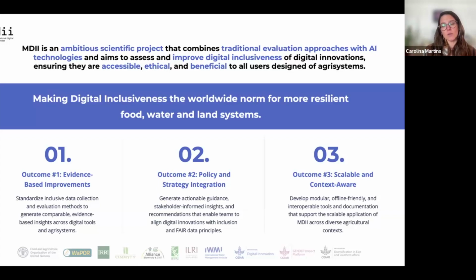Secondly, the second outcome we would like to have from the MDII is policy and strategy integration. Once we have the evidence-based improvements, how do they translate to being integrated into strategy and policy? Sometimes teams need recommendations so they can be integrated not only into the technical development, but also into policy and strategy. And thirdly, the third outcome would be scalable and context aware. The MDII is being developed with the idea of being scalable: it's modular, it's offline friendly, and it can also be scaled through AI technologies while keeping it context aware. And yes, it is a challenge to take care of and look at all of these different perspectives.